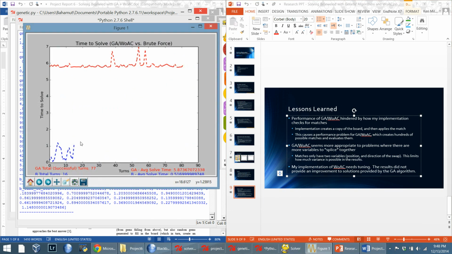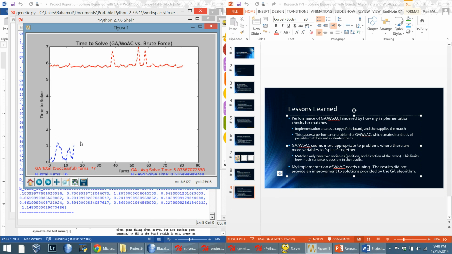So this is what I meant with time to solve. In this case, it actually took a lot longer, probably because I have a lot of things open, which does affect the performance. However, it took somewhere about 5.87 average time to solve for the genetic algorithm, and for the brute force, about half a second. However, in this case, somewhat of an outlier, the genetic algorithm actually ran for 77 turns. In my other experiences, it tended to be somewhat similar to the brute force.